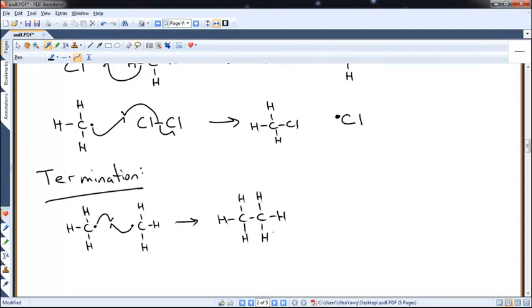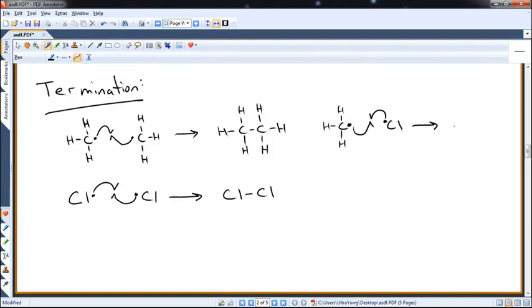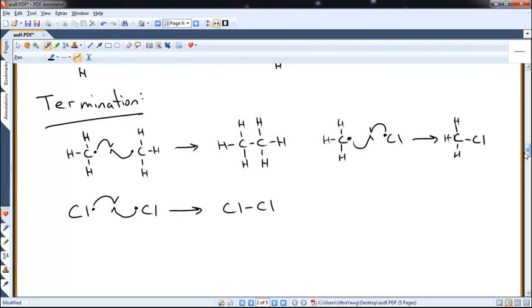Other possible termination steps, of course, whenever you have the initiation step, you can have the reverse initiation step, where two Cl dots come together and say, hey, you know what, this sucks, let's actually bond. And you get something like that. Or you can get something like C dot interacting with, instead of a molecule of chlorine, rather chlorine dot, and you get one more molecule of the product, but you don't generate any more radicals. Right? So all of these are different termination steps.